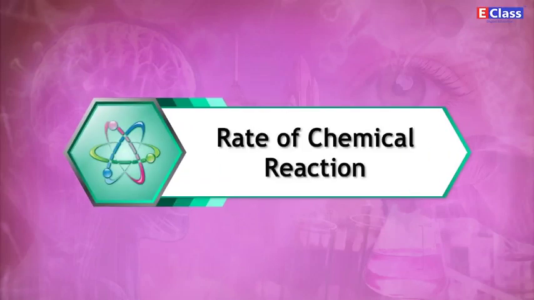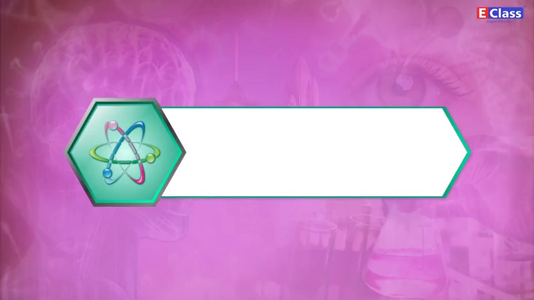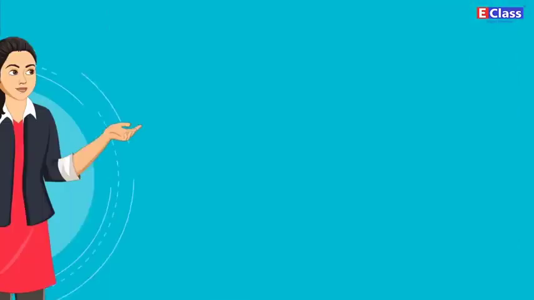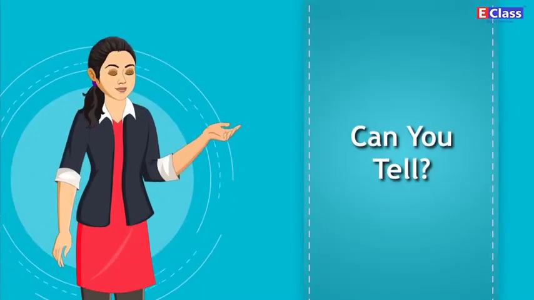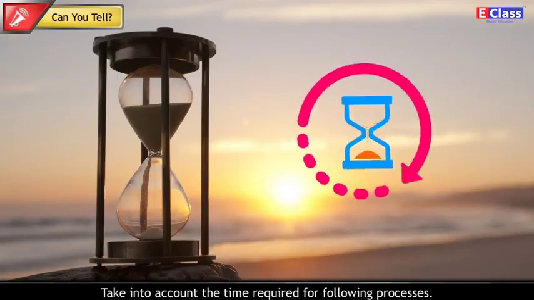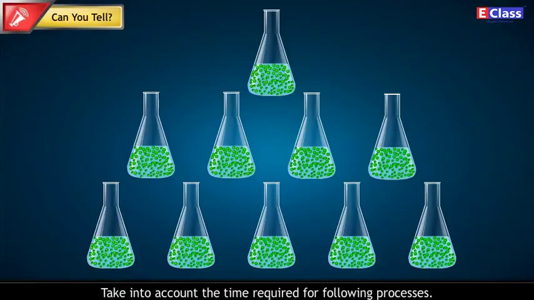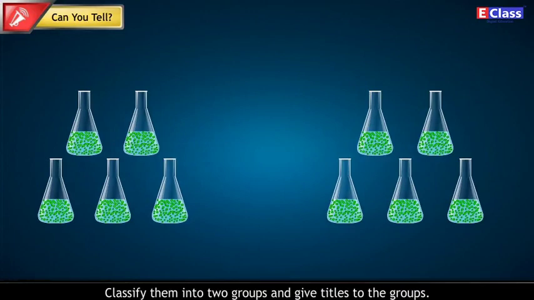Rate of chemical reaction. Can you tell? Take into account the time required for the following processes. Classify them into two groups and give titles to the groups.